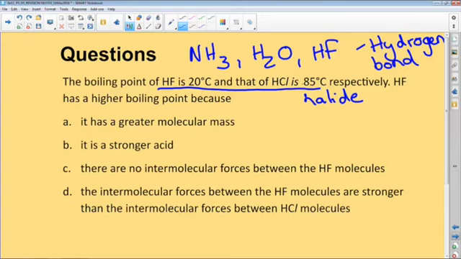A: it has a greater molecular mass. Possibly, but we know that there's something special about HF, so let's say no for A. B: it is a stronger acid. No, we're not worried about acids because acids have got nothing to do with boiling points. C: there are no intermolecular forces between the HF molecules. No, there are always intermolecular forces, so it can't be C. And then D: the intermolecular forces between the HF molecules are stronger than the intermolecular forces between the HCl molecules. I'm going to go with D, and the forces there would be hydrogen bonds.